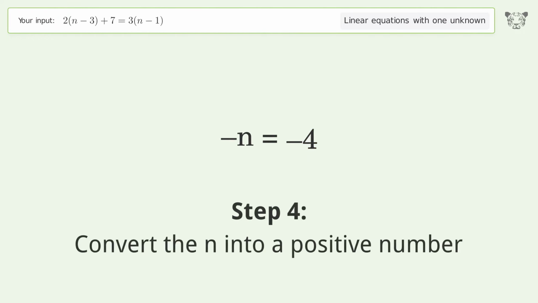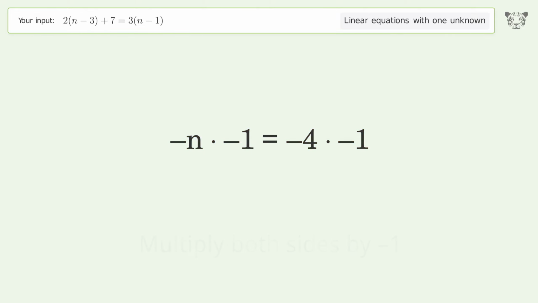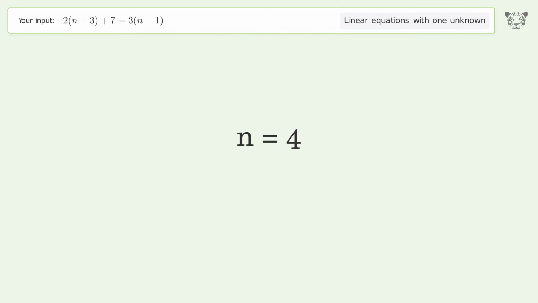Convert the n into a positive number. Multiply both sides by -1. Remove the ones. Simplify the arithmetic. And so the final result is n equals 4.